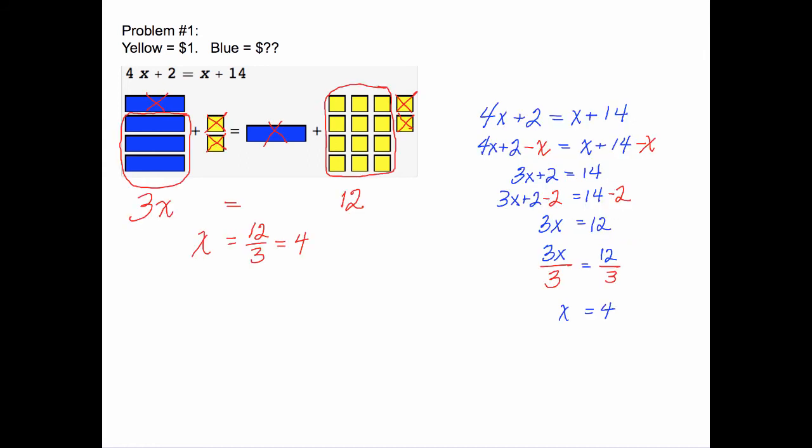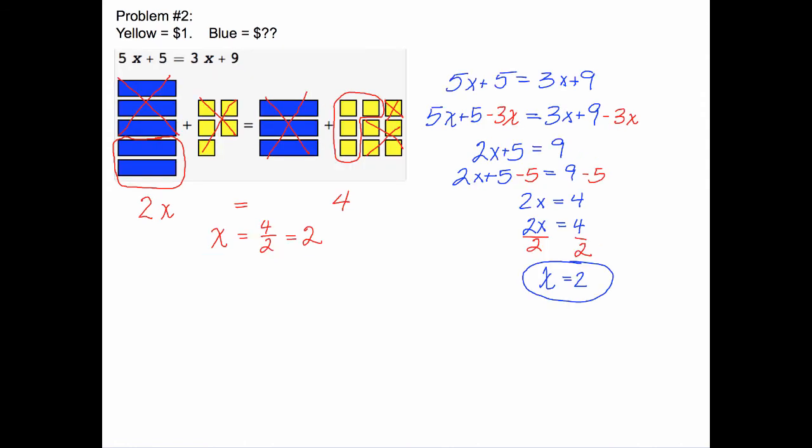Okay, so here's the solution to the first one. We crossed off 1x from each side, one here and one here. And we crossed off 2 1's from each side. And we were left with 3 x's over here, 12 1's over here. So that's x equals 4. And then here's the solution. You notice we subtracted x from each side first. Then we subtracted 2 from each side. And we were left with 3x equals 12, or x equals 4.